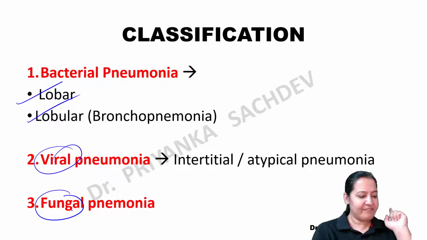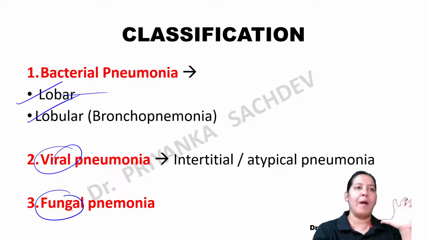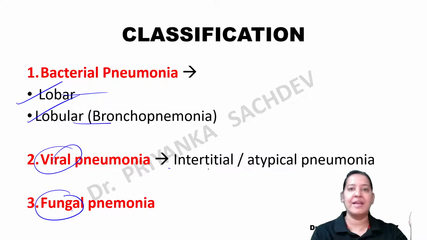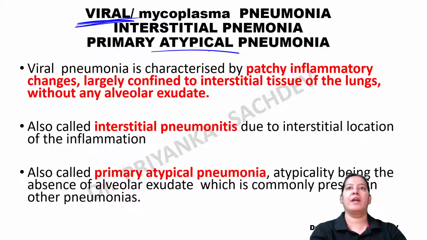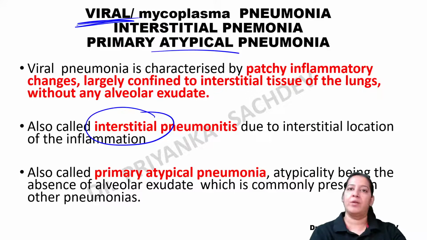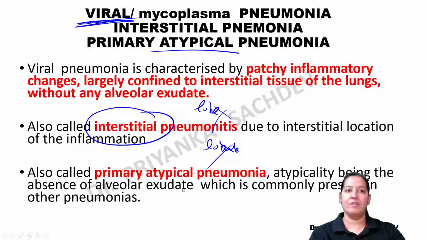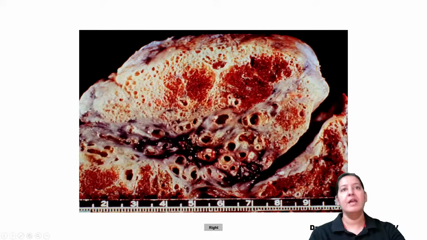Viral and fungal pneumonias do not cause lobar and lobular. They cause background pneumonia, that is interstitial or atypical. So let me start with viral pneumonia. Viral pneumonia is also known as atypical pneumonia. Here also, you will have interstitial pneumonia. Lobe is not involved. Lobule is not involved. The background is involved. That's why it is known as atypical. So see the diagram.